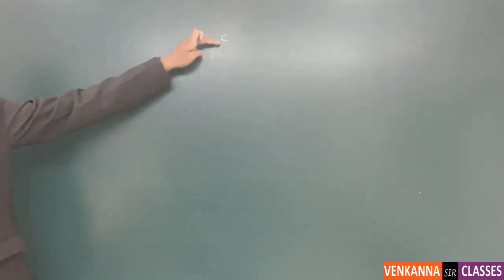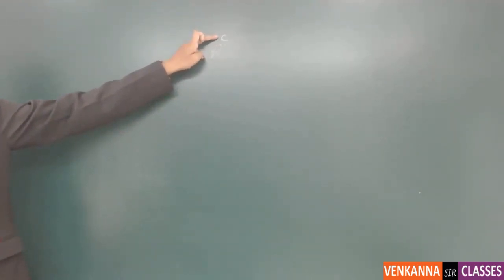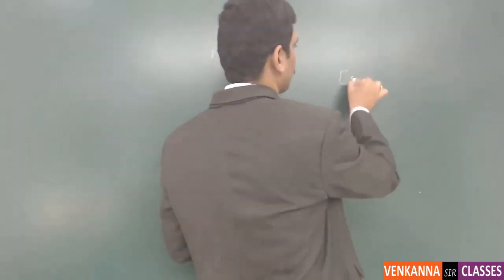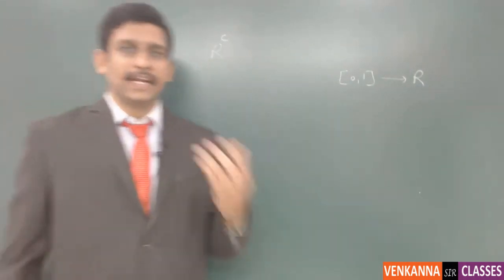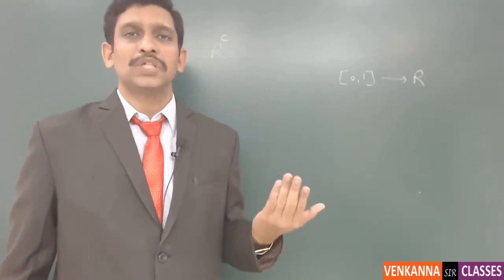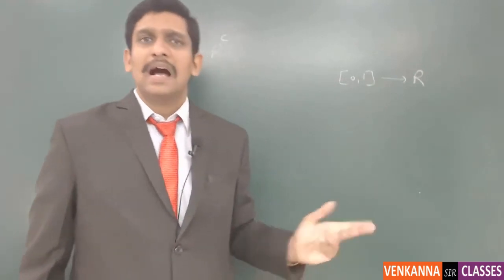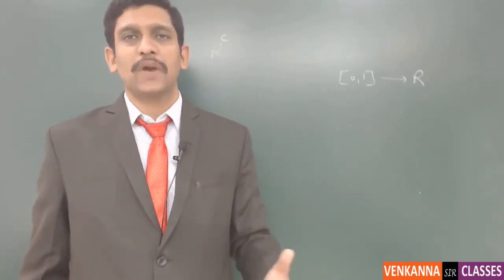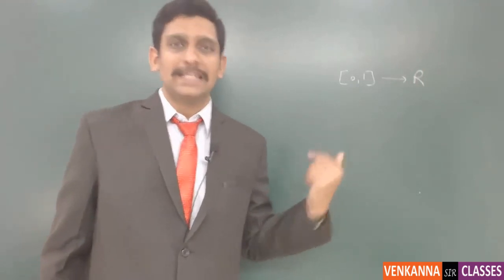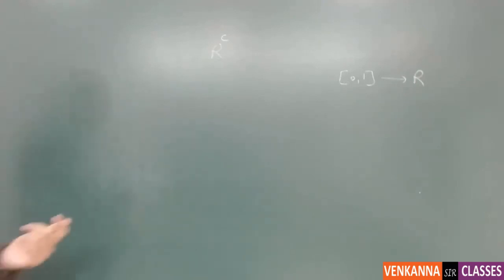The next question is, you consider the ring R power C. Here, C stands for the continuous functions. So I have considered all the continuous functions from closed interval 0, 1 to R. So R power C is a ring which contains all the continuous functions from closed interval 0, 1 to R, and here R stands for real valued. So I am taking all real valued continuous functions from closed interval 0, 1 to R in a set, and it is a ring.